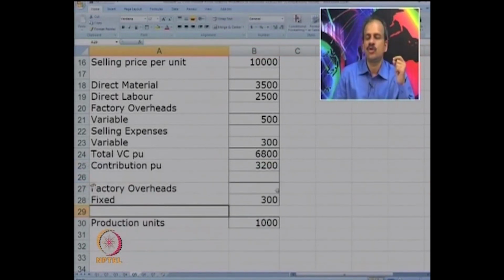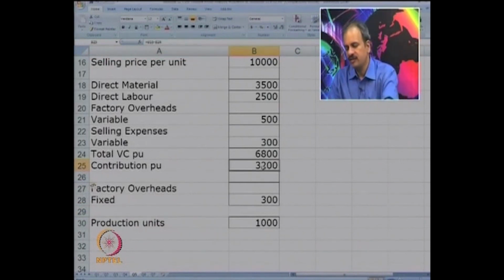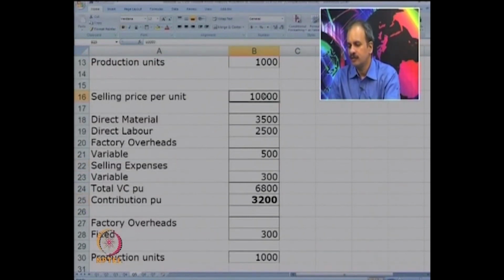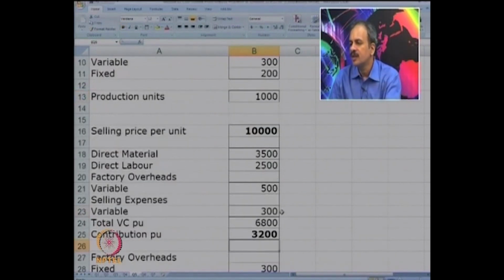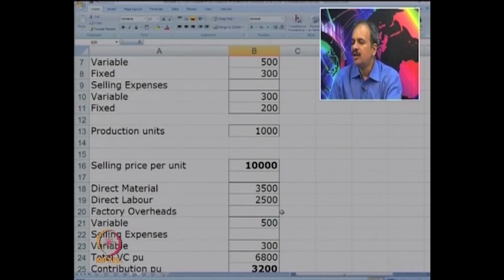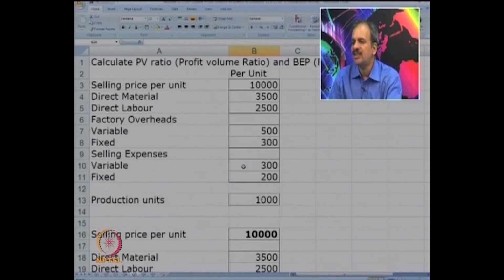So 3200 is the contribution per unit. So every unit sold at 10,000 gives us a primary profitability, or contribution margin, of 3200. We know that the total units sold currently are 1000. They can be used to calculate the total profit.